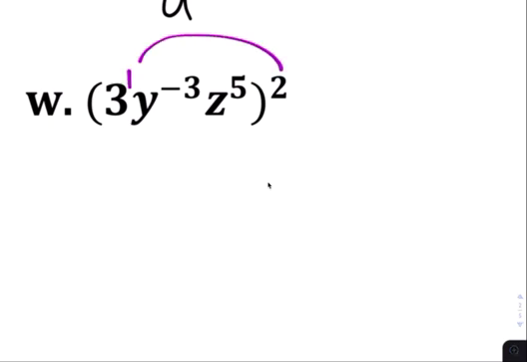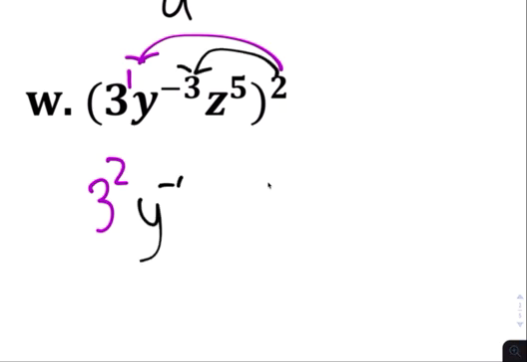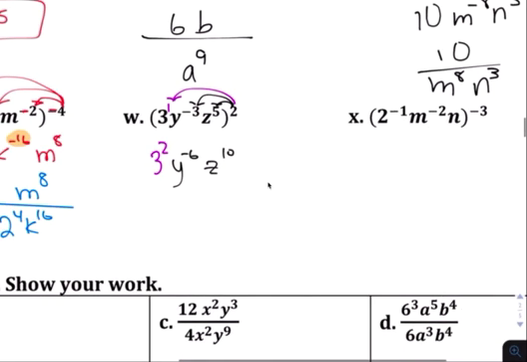Exponent of 1, distribute, 3 to the second, y to the negative 6, and z to the 10. Fraction because of the negative exponent of this one. So y to the 6, 3 squared, which is 9, times z to the 10.